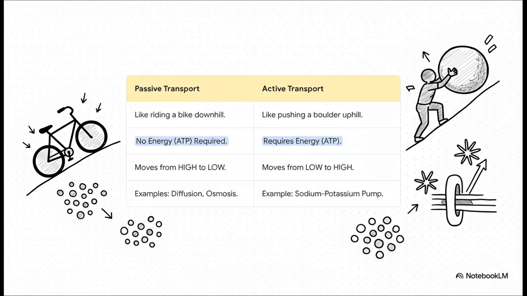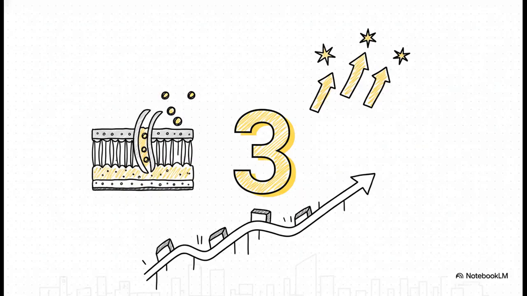But then you've got active transport. And yeah, this is the complete opposite. It's like trying to push a giant boulder uphill. It's going to cost you. The cell has to spend its energy currency, a molecule called ATP, to force something against its natural flow. And the absolute classic example of this uphill battle is something called the sodium-potassium pump. It's happening in your cells right now.